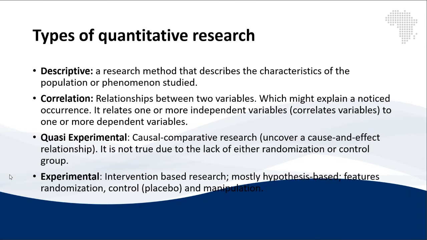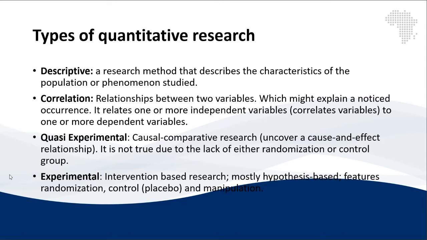Now, the quantitative research has different types. We have descriptive, correlation, quasi or quasi-experimental designs. There's also experimental designs as well, or some would say true experimental designs. So the descriptive research, here once again, is a research method that describes the characteristics of the population or phenomenon that is being studied.